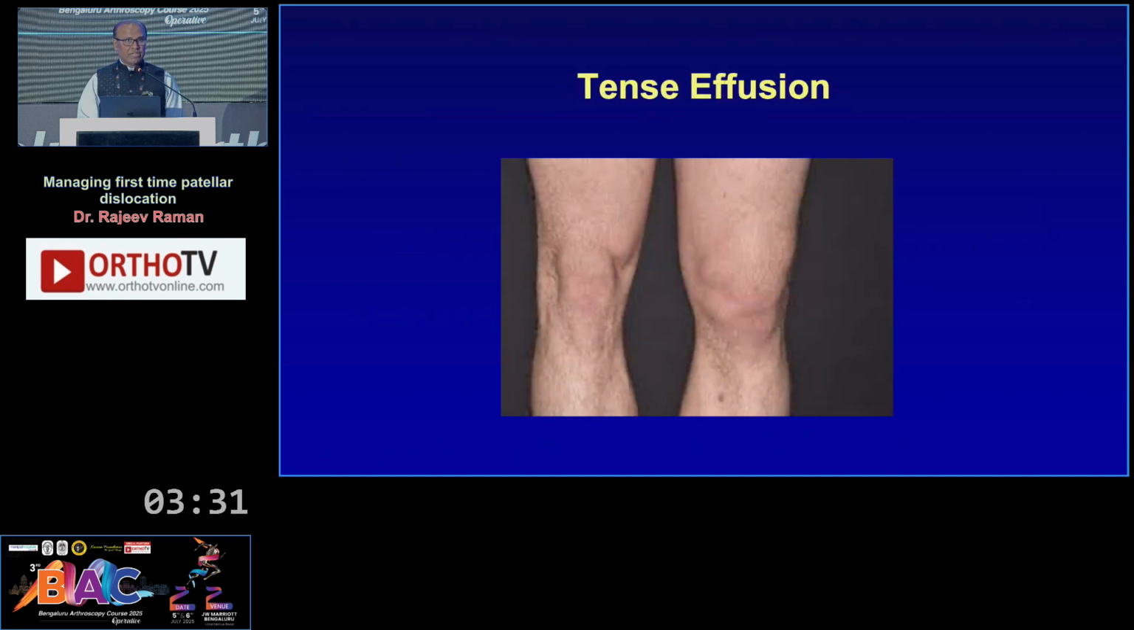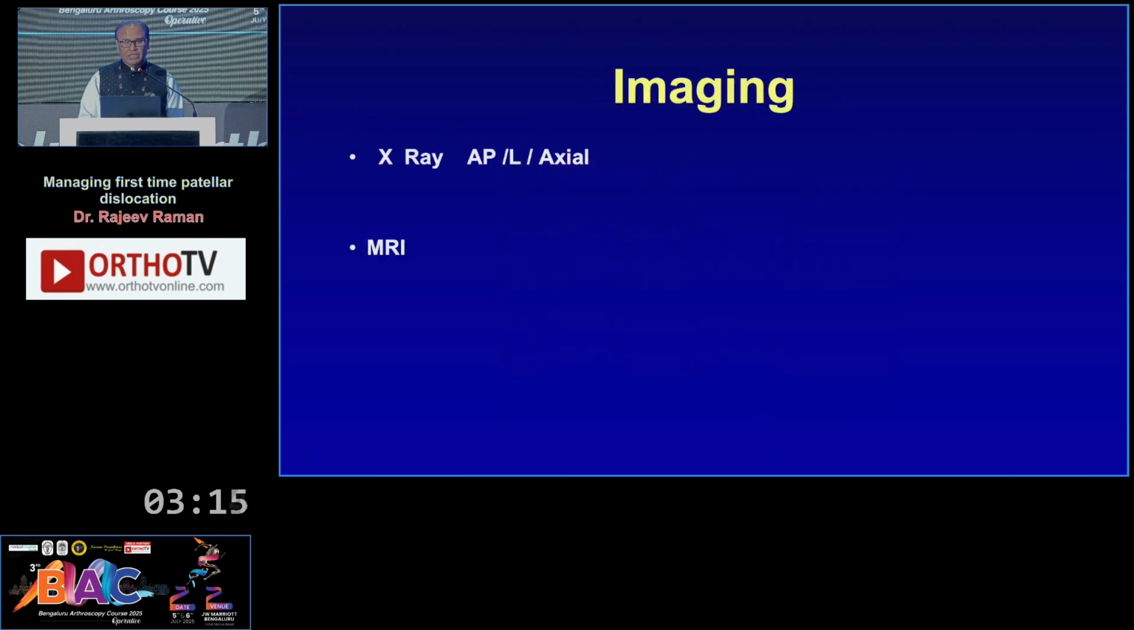Tense effusion: whenever the patient comes to your OPD with a tense effusion, don't hesitate to take the blood out and try to get all the blood out of the knee joint, and you can do it in OPD only. Imaging: yes, the initial imaging is X-ray, AP, lateral and axial view. That will give you an idea about the type of alignment and what pathology is associated with this first time dislocator.